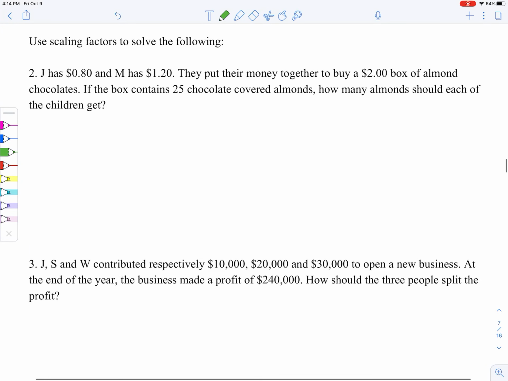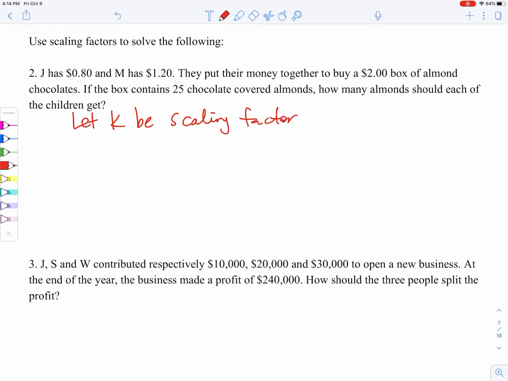J has 80 cents and M has $1.20. They put their money together, buy a $2 box of almond chocolates. If the box contains 25 chocolate-covered almonds, how many almonds should each of the children get if this is in a fair ratio based on how much they put in? So we're going to let K be the scaling factor. And if we do this, we know that J's part is going to be 0.8K. Well, let's back it up a step. The ratio of J to M would be 0.8 to 1.2.